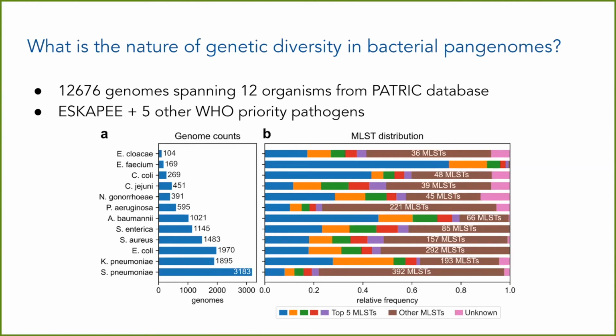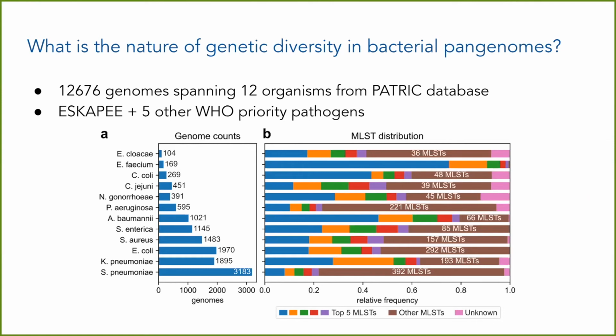On the smallest end, we have the Enterobacter cloacae dataset at just over 100 genomes. And on the largest end, we have the Streptococcus pneumoniae dataset at over 3,000 genomes. Overall, these datasets appear to be pretty well distributed from a subtype perspective.